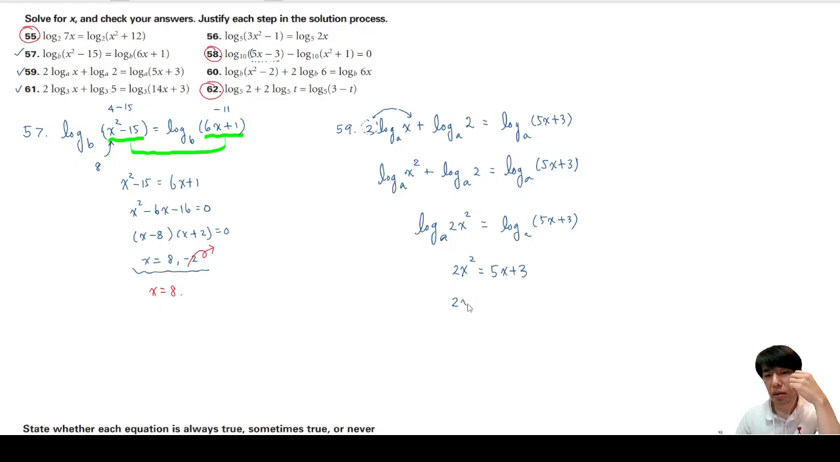And let's rearrange it. So 2x squared minus 5x minus 3 is equal to 0. Now you can factor this thing. So 2, 1, 1, negative 3 here. So it's going to be factored as 2x plus 1, x minus 3 is equal to 0. So x is negative 1 over 2 or 3.